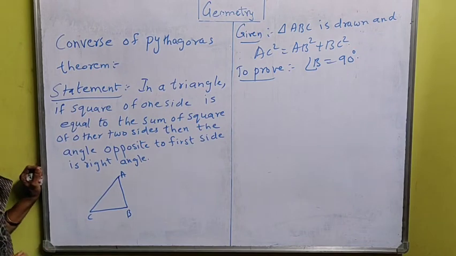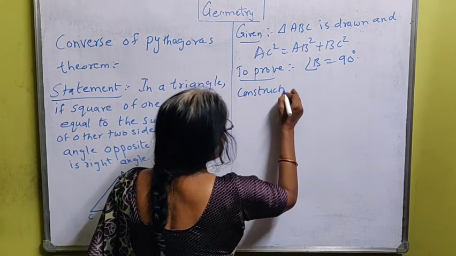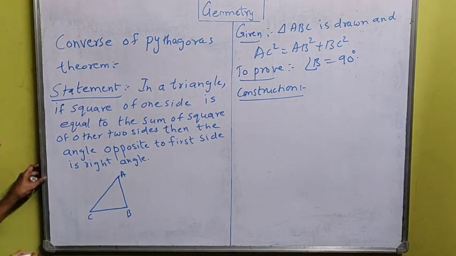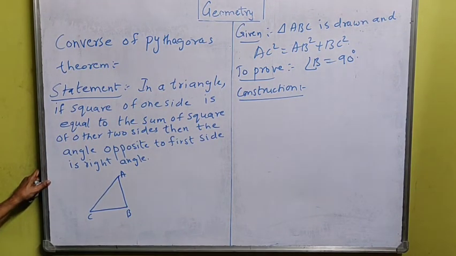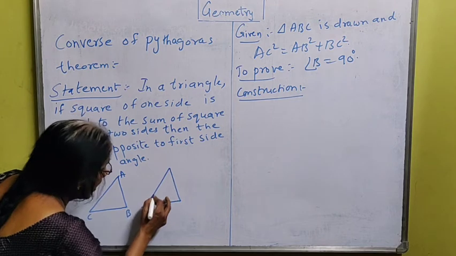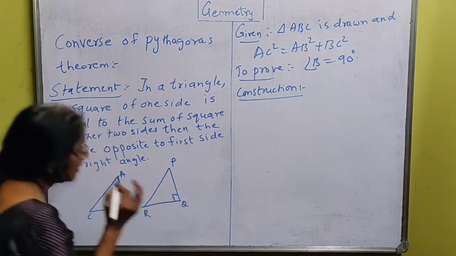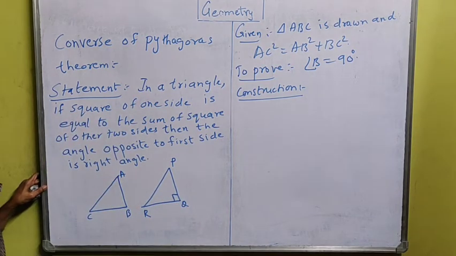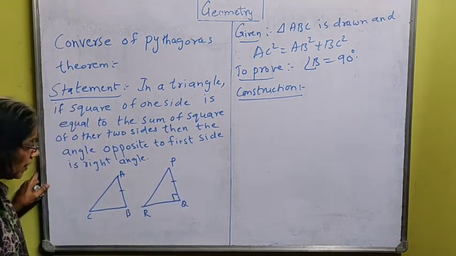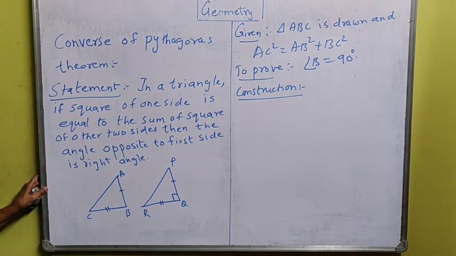To prove this, you need to do construction. What is the construction you are going to do? You are going to draw one more triangle, which is called PQR. It is a right angle triangle. How are we going to draw PQR? We are going to draw the triangle PQR such that AB is equal to PQ and BC is equal to QR. That is how we are going to draw another triangle.